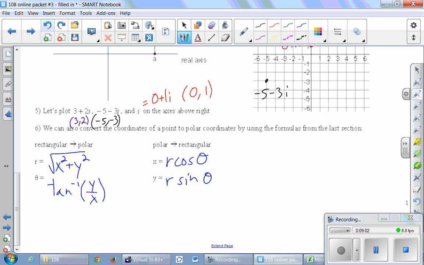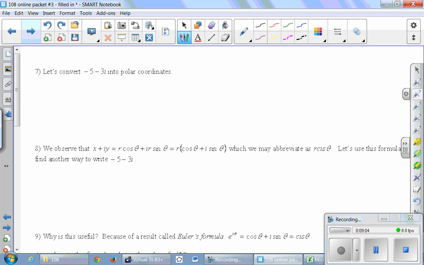So let's use those formulas on the next page. Let's convert negative 5 minus 3i into polar coordinates. So again, we're thinking of the x as being the first number and the y as being the second number, not including the i. And so then we're going to go into polar coordinates. And I guess this means I lied. I said we weren't really going to use these formulas, but here we are using them. So we've got this one and we've got this one.